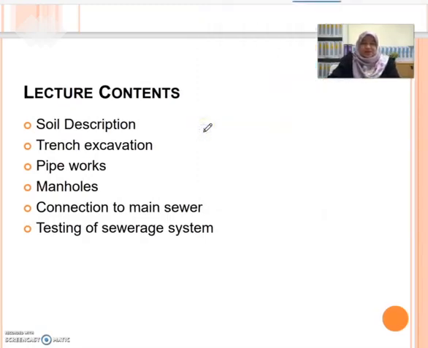Okay, for this week, the first is the lecture contents, and these are the things that we are going to focus on in this class. First, we'll be looking at the soil description, trench excavation, pipe works, manhole, connection to main sewer, testing, and sewerage system.